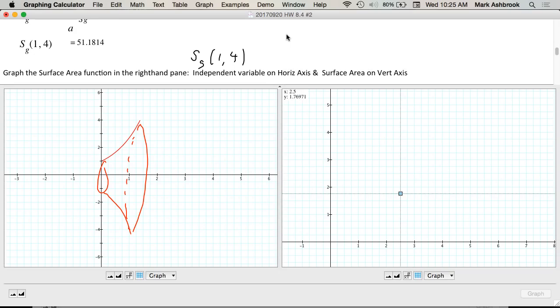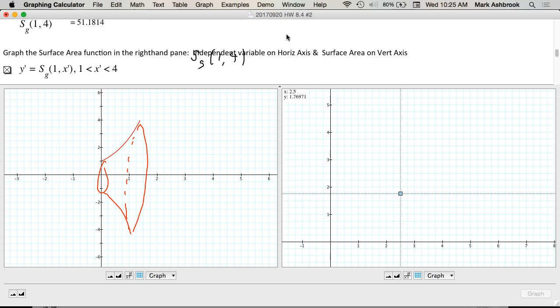Okay, so he wants y equals s of g of 1 comma x. And then we need the apostrophes to make it, so you got it. And so I want to graph that from 1 to 4. And this 1 and this 4, are these x values or y values? They're y values on this axis, right? They're y values on this axis.